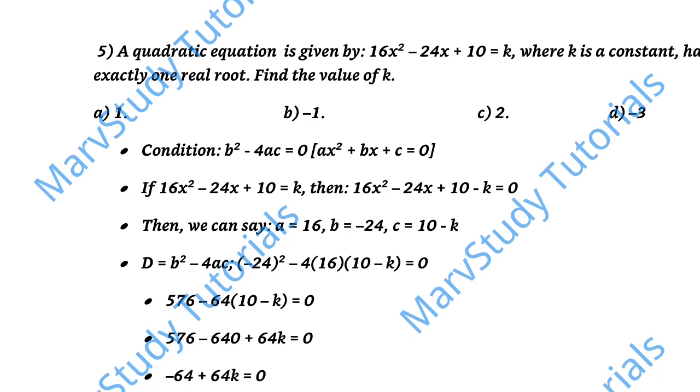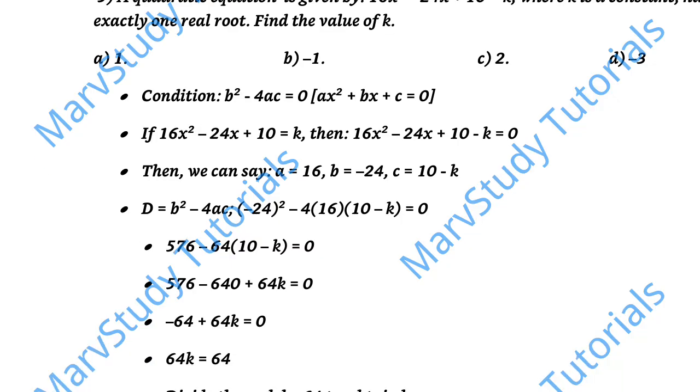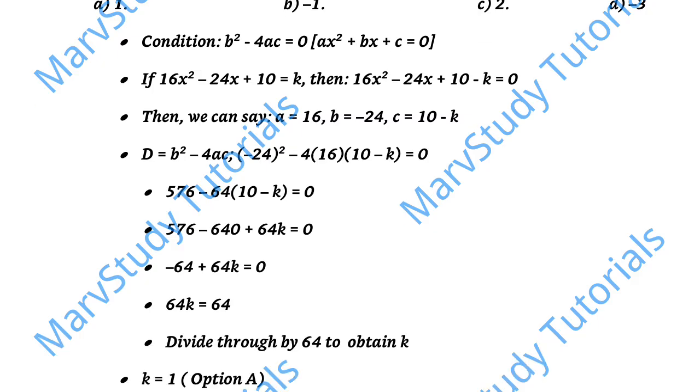Then we could move the negative 64 to the right-hand side of the equation, and it becomes positive 64. Then we have 64k equals 64. Then we divide through by 64. 64 divided by 64 is 1. Then we could say that the value of k is 1.